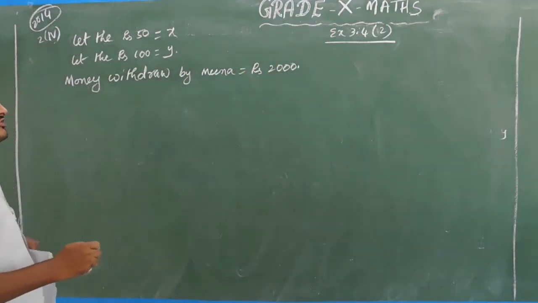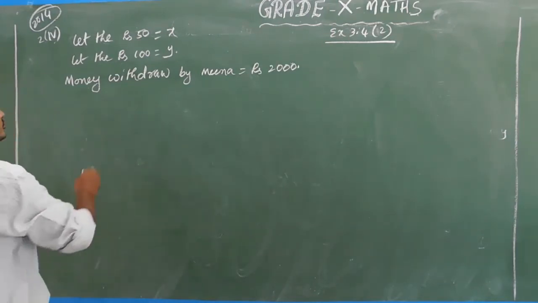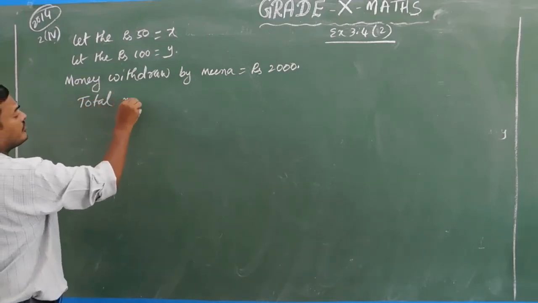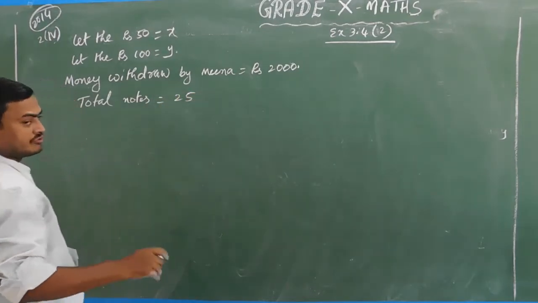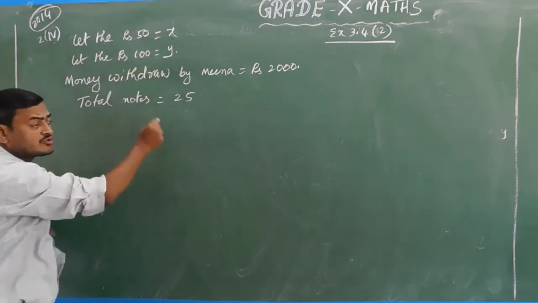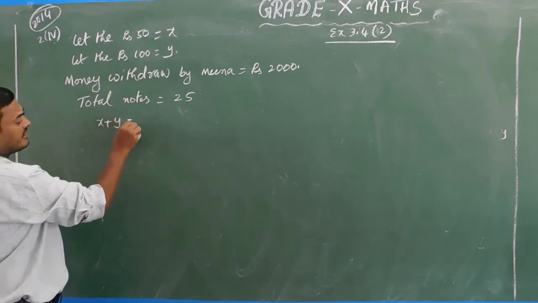How much money did she withdraw? 2000 rupees. Now the total notes equal 25 notes. What are the two types of notes? 50 rupees and 100 rupees together, how much? 25. So x plus y equals the total notes.